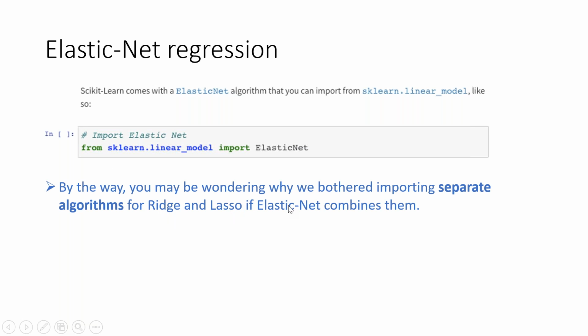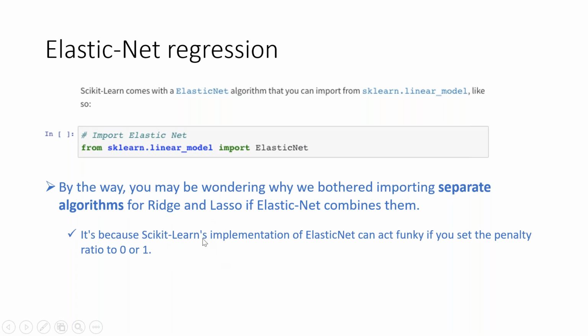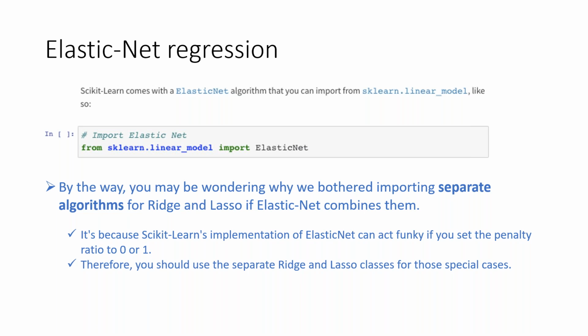By the way, you may be wondering why we bothered importing separate algorithms for ridge and lasso if elastic net combines them. In fact, they are separate scikit-learn algorithms. They are separately implemented, so the effects will not be the same; some changes will be there. It is because scikit-learn's implementation of elastic net can act funky if you set the penalty ratio to 0 or 1. If you push it to one side, it may not be pure ridge or pure lasso. It has some issues. That is why three algorithms are used based on your situation.